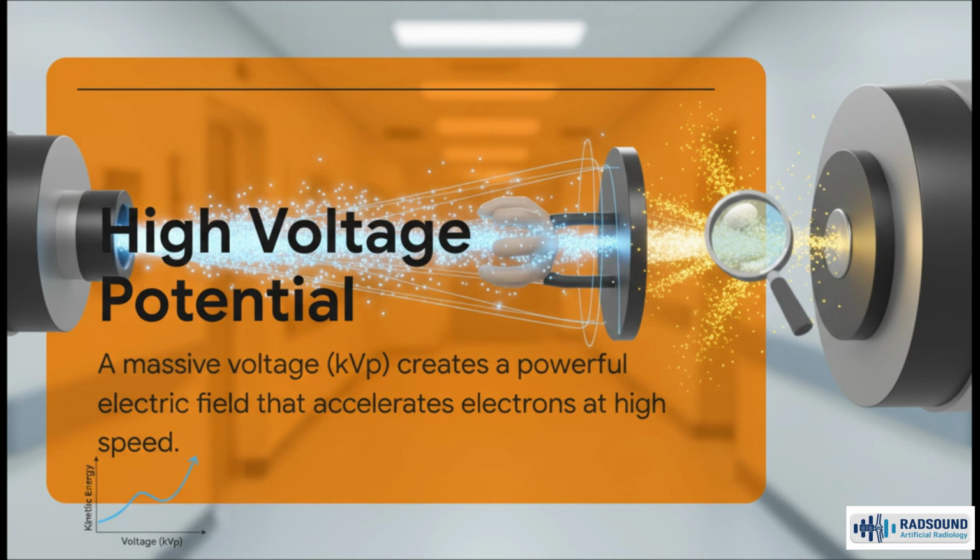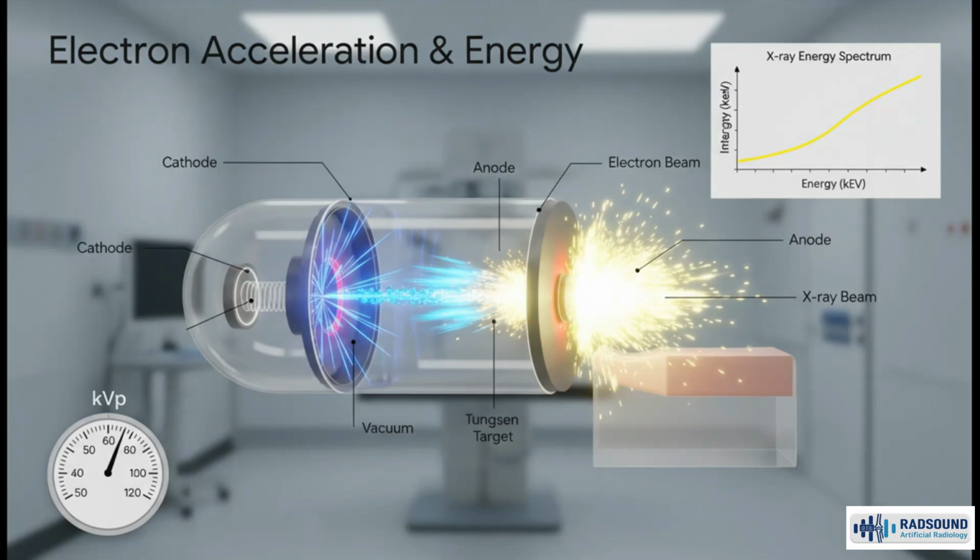All right, step 2, speed up those electrons. We've got our cloud, now we need to give it some serious juice. We do this by applying a huge voltage. We're talking kilovolts across the tube. This creates this incredibly powerful electric field that just grabs those electrons and launches them across the vacuum. We're talking nearly half the speed of light. All that speed gives them a ton of kinetic energy.